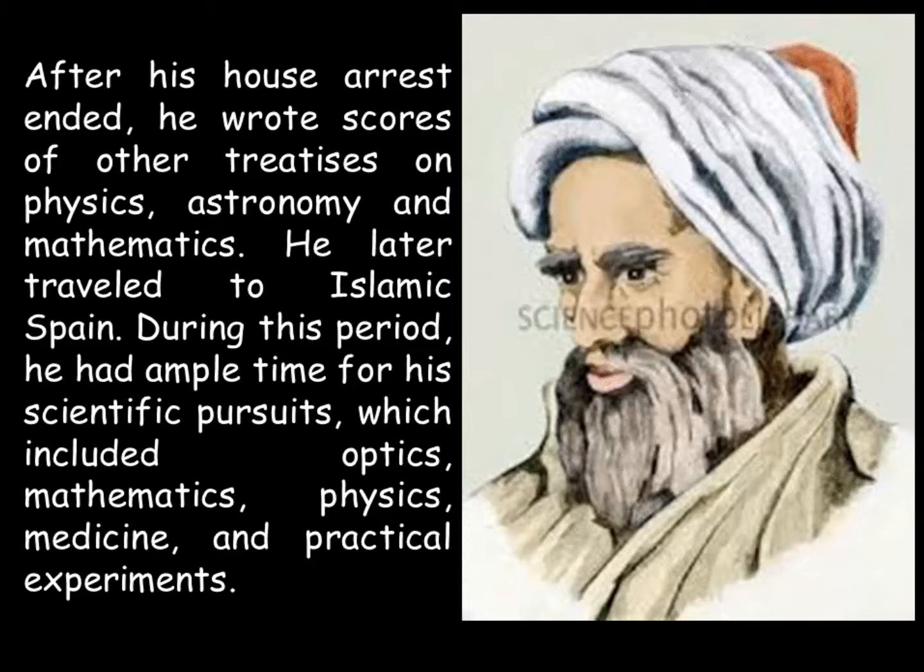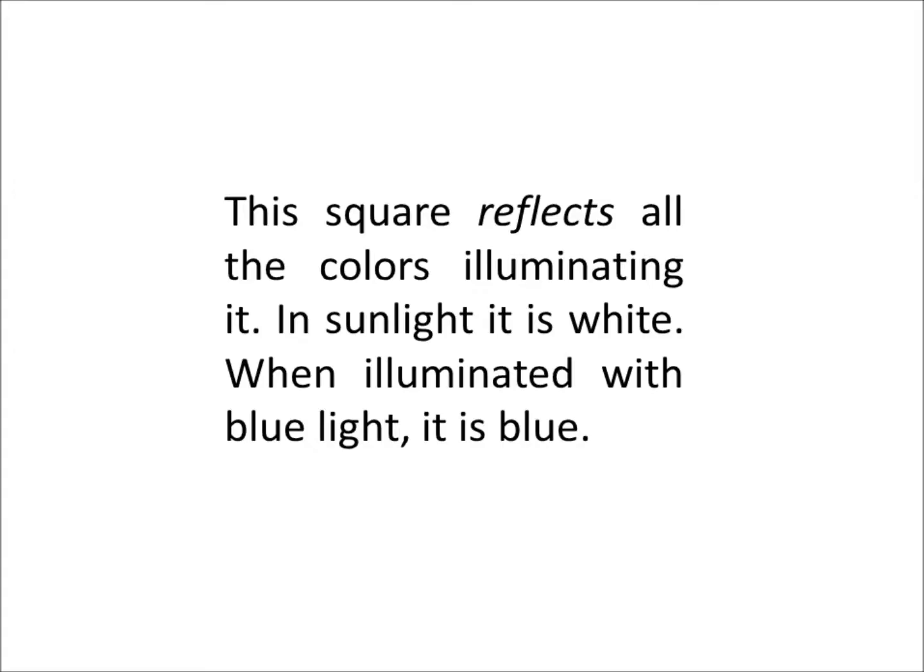A lot of the material we know today of optics comes from his early writings. This square absorbs all the color illuminating it. In sunlight, it is warmer than the white square because of the absorption of all color. That's why black is warmer, because it absorbs all color, all light. This square reflects all the colors illuminating it, so it's not going to warm as much.